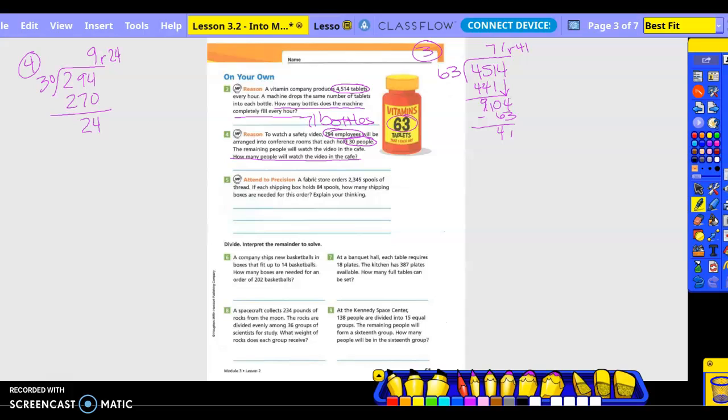What's our question asking us? How many people will watch the video in the cafe? So they have these conference rooms. So how many people are going in the conference room? Or how many conference rooms do they need? Sorry. 9, right? And so that's not really how many people are in the cafe, right? So how many people have to go into the cafe? 24. So you need to use the remainder, right? So 24 people.